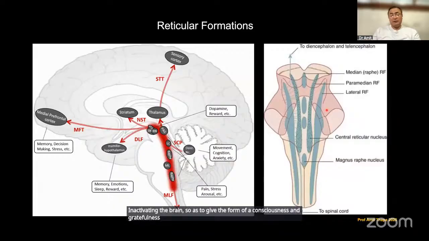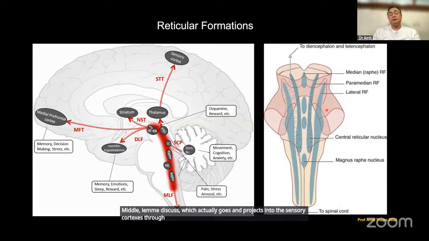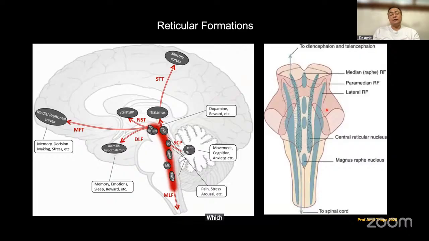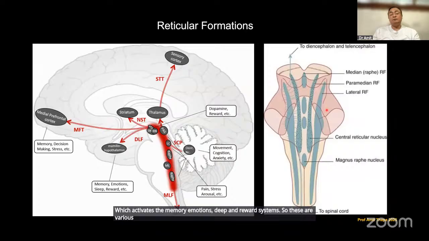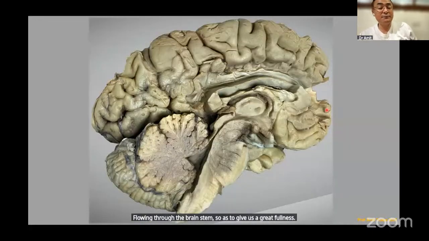Various tracts are hypothesized to exist, including the periaqueductal gray, raphe and medial lemniscus, which project into the sensory cortices through the thalamus, striatum, and medial prefrontal cortices, and many more, and the hypothalamus, which activates the memory, emotion, sleep, and reward systems. So these are various tracts which have been found to be flowing through the brainstem so as to give us wakefulness. Now coming to the CSF pathway.